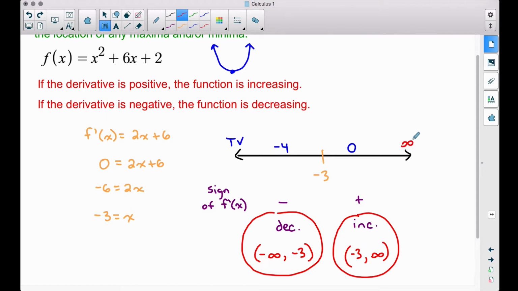And just, if it helps, throw your positive and negative infinity up here to help you determine which one goes where. As we go forever to the left, that's negative infinity. Forever to the right, that's positive infinity.